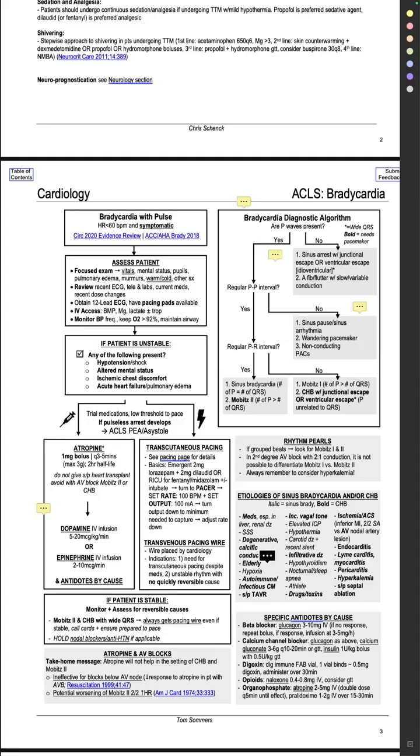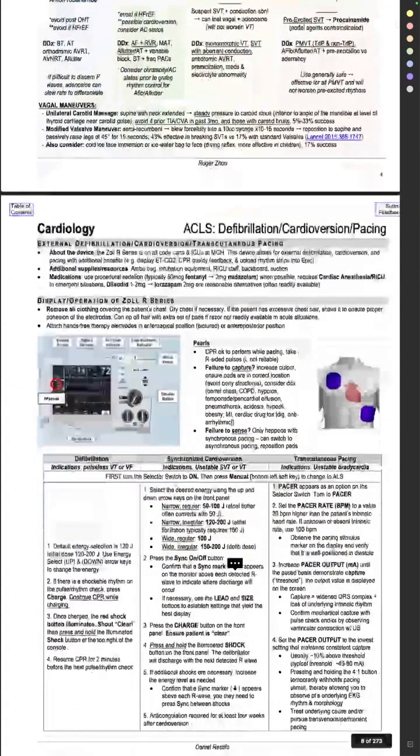You have elderly patients, hypoxia, autoimmune, infectious causes, status post TAVR, increased vagal tone, increased ICP, hypothermia, carotid disease, recent stent, infiltrative disease, hypothyroidism, sleep apnea, athlete, drugs or toxins, ischemia, ACS, endocarditis, Lyme carditis, myocarditis, pericarditis, hyperkalemia, or status post septal ablation. And the antidotes I've already stated. So that basically goes over bradycardia.